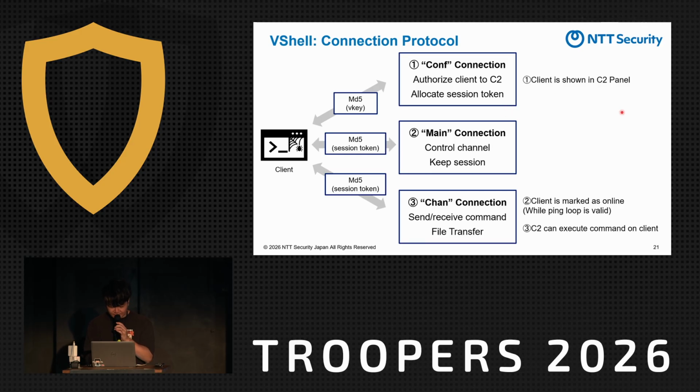Next is the main channel. This functions as a control channel to maintain the session. It ensures that a persistent connection is kept between the client and server, but it is mostly unused for client and server communication. Finally, the chan channel is used. Through this channel, a heartbeat is maintained via ping loops, allowing the client to be recognized as online. In addition, this channel is used for command execution and file transfer, enabling the C2 server to operate the client.